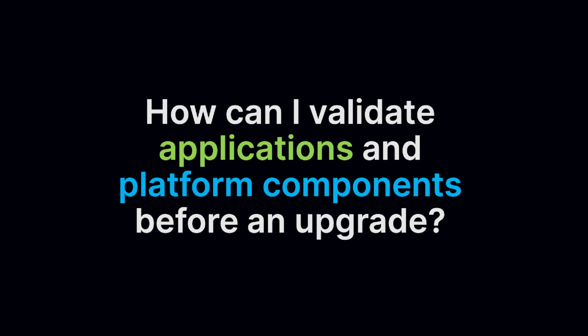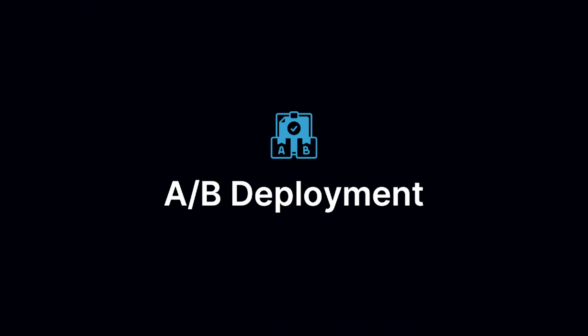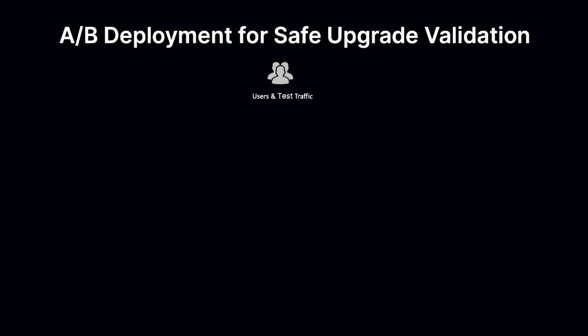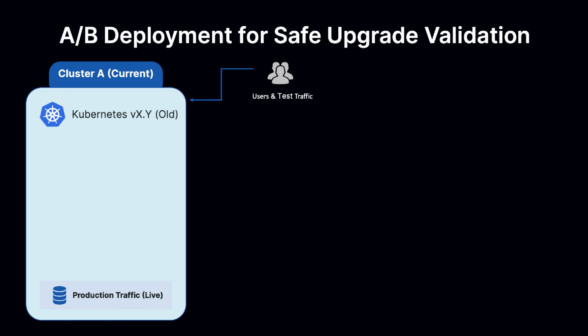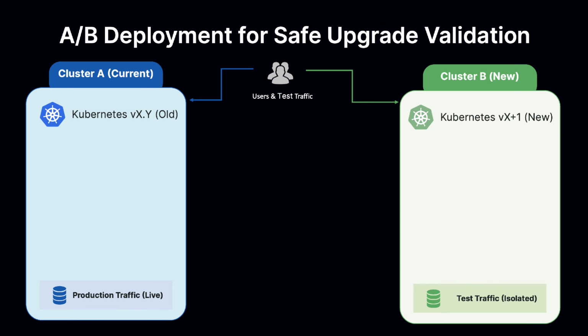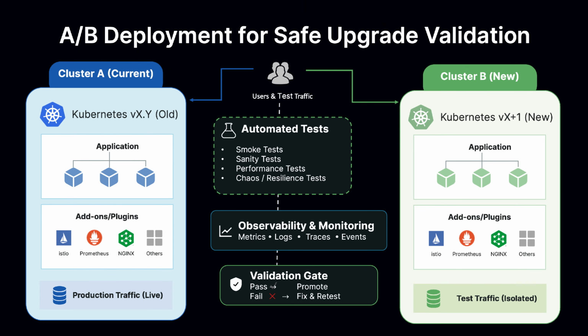So how do we validate everything before upgrading? One practical approach is to run an A/B deployment. Let's see how this works. With an A/B deployment, we run the application in two separate environments. Cluster A runs the current Kubernetes version, while Cluster B runs the newer version. We deploy the same application and supporting components to both clusters. This allows us to compare behavior, run tests, and validate the upgrade before making any production changes.